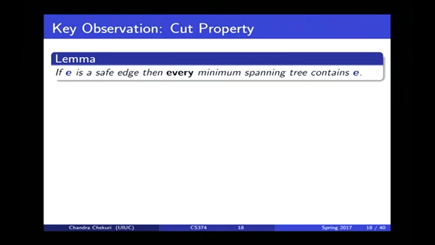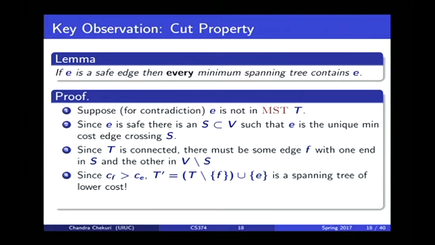So that's why we're going to prove that by saying that if E is a safe edge, and all the edge weights are distinct, every minimum spanning tree must contain that edge. Is the lemma clear, the statement, what we're trying to say? That if E is a safe edge, then every minimum spanning tree must contain that edge. This is true only if the edge weights are distinct. I won't repeat it again because otherwise it's not true. Okay? So how do we prove this?